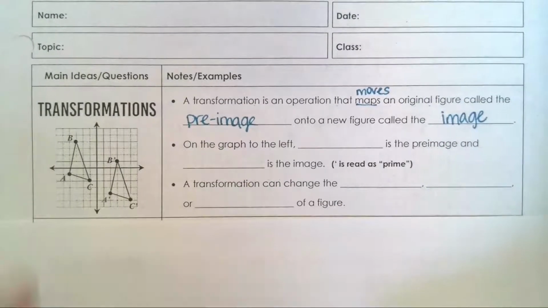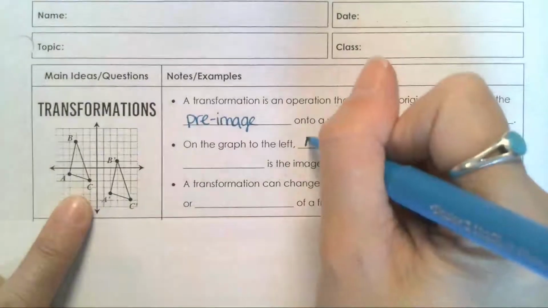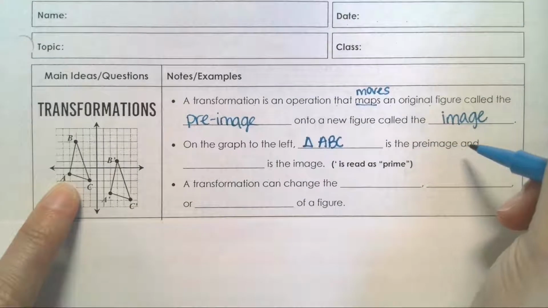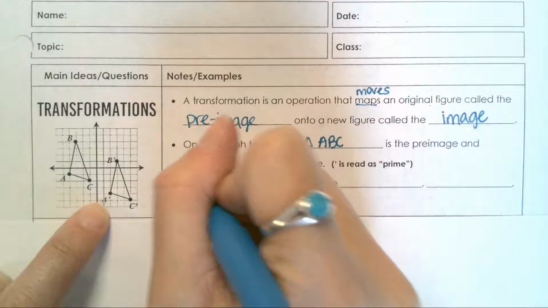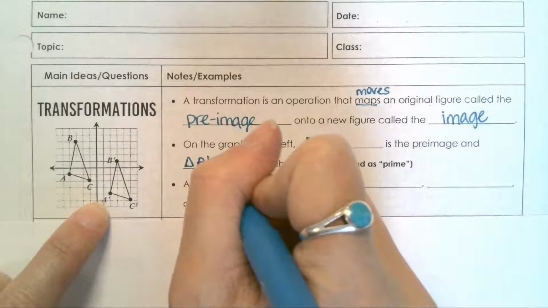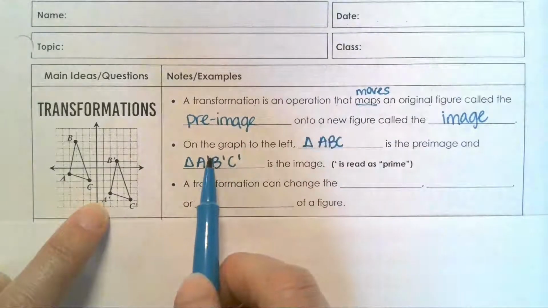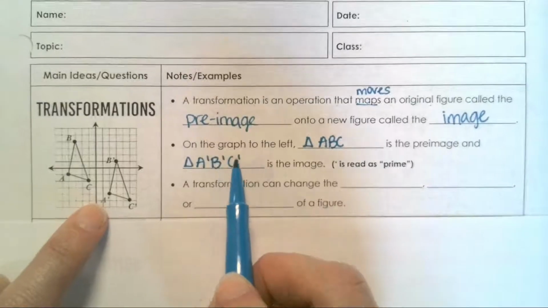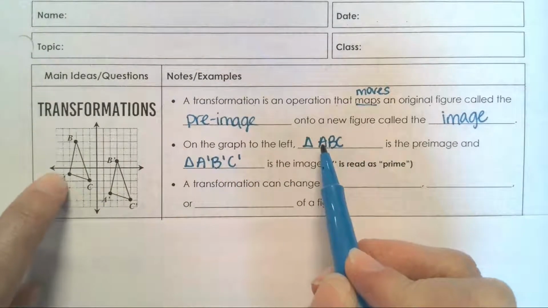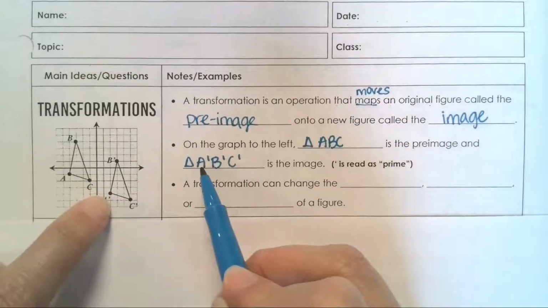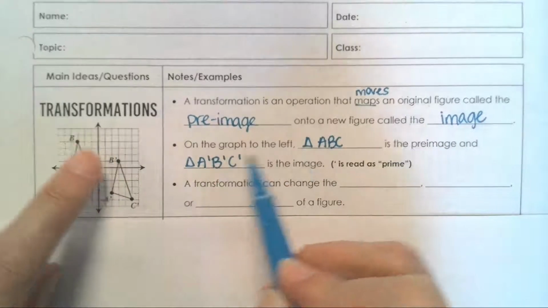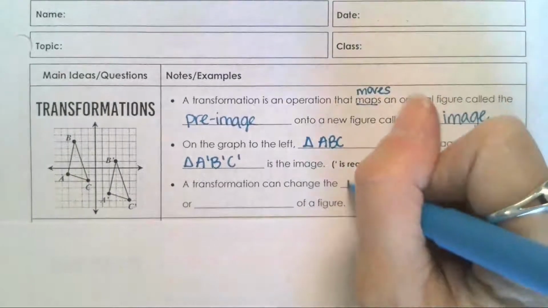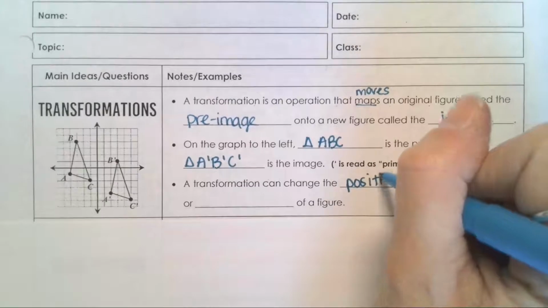On the graph to the left, triangle ABC is the pre-image, and then this triangle is the image, and this little apostrophe here we read as prime. So this is triangle A prime, B prime, C prime. So point A has moved to point A prime, B has moved to B prime, and C has moved to C prime.